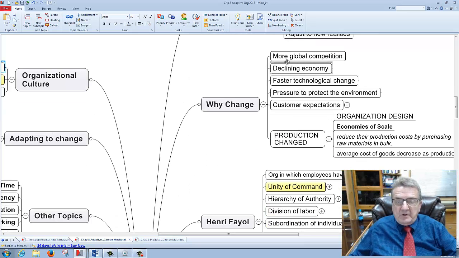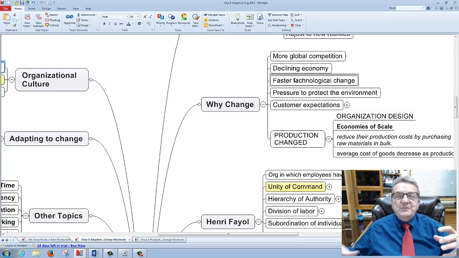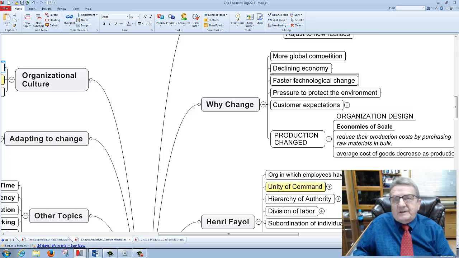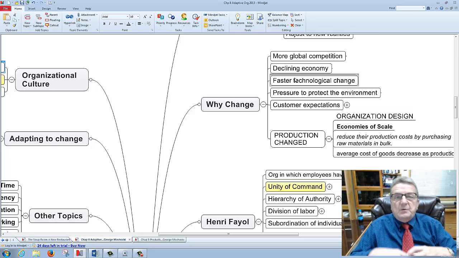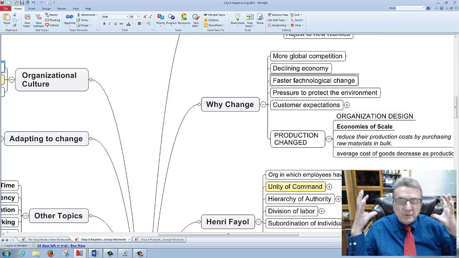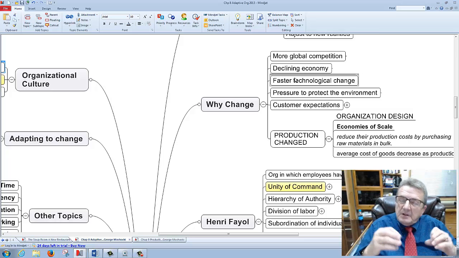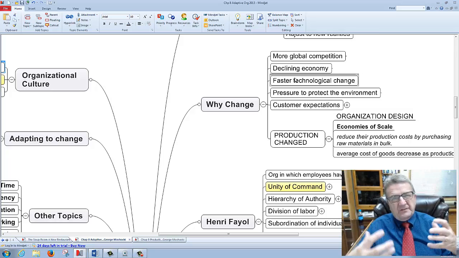Why do we change? We have global competition, we have a declining economy, you have faster technological changes. Technology is supposed to give us more free time, and we do have more free time, but we become so obsessed with technology that when we have free time we find more technologies to fill in the free time. So when you really look at it, we have no free time. We are so bombarded, we have to have every minute of our life structured. To a point, you always have to find that balance.